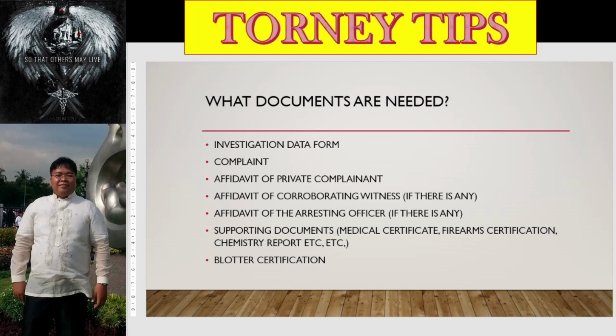First, you need to have an investigation data form, the complaint, the affidavit of the private complainant, if there is any, the affidavit of corroborating witnesses, the affidavit of the arresting officer, and supporting documents such as a medical certificate, a firearm certification, or a chemistry report. It all depends on the case to be filed with the Office of the City Prosecutor. And usually included is a blotter certification.